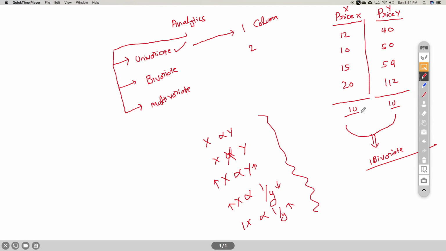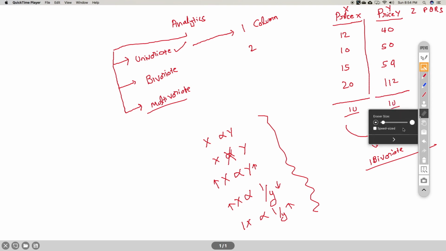If I want to find out the relationship of two variables, that is bivariate. Then we have multivariate analytics, wherein I have Z, P, Q, R, S columns, and I want to understand various other aspects of it. I can apply one univariate analytics to every column, and then multiple bivariate analytics, and I can apply multiple multivariate analytics as well. This is all about different understanding of it.